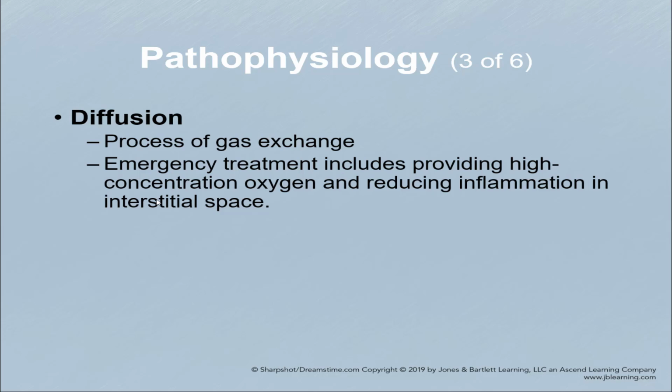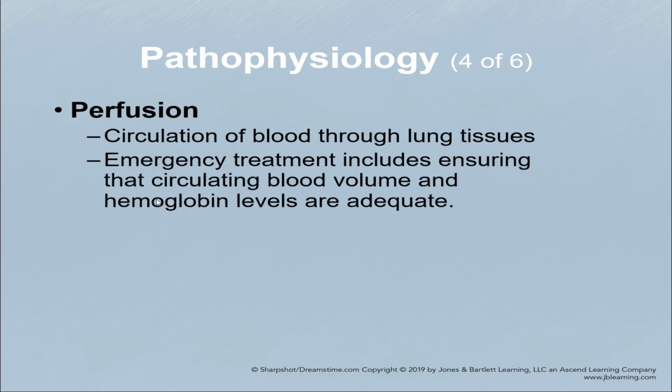Specific pathophysiologies associated with diffusion include inadequate oxygen concentrations in the ambient air, alveolar disorders, interstitial space disorders, and capillary bed disorders. We're going to talk about those in a little more detail in a bit, and some of them you probably already know; you just don't understand what I'm talking about at this moment. Some emergency treatment for diffusion processes includes providing high concentrations of oxygen. Treatment is also directed at reducing the inflammation or the tissue or fluid involved in that interstitial space.